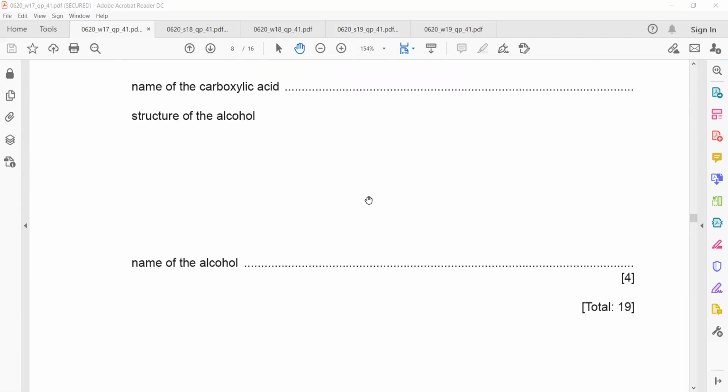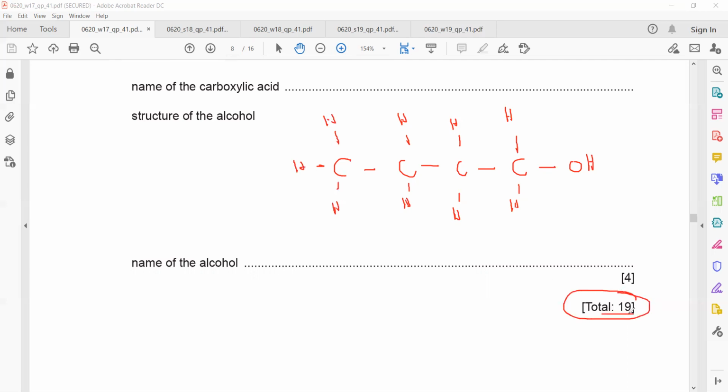And then the structure of alcohol, because butanol is there, so but means 4 carbon and OH is attached either on the right hand side or the left hand side with the first carbon. This will have 2 hydrogen, 2 hydrogen, 2 hydrogen and 1 hydrogen. So it is butanol. And see the weightage, 19 marks. So approximately 25% of the paper is organic chemistry.